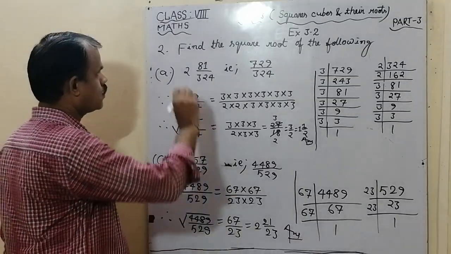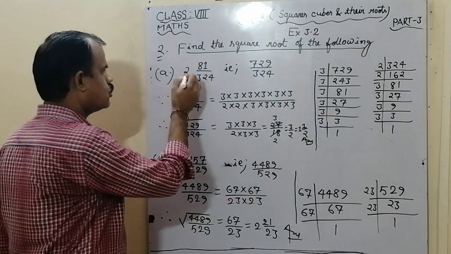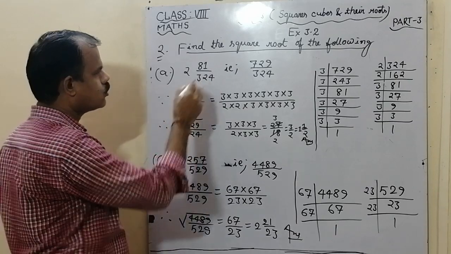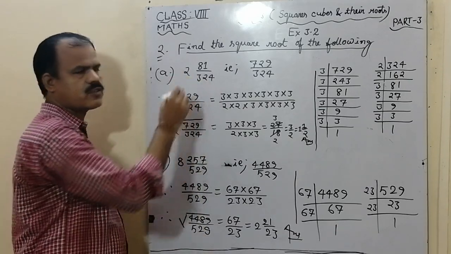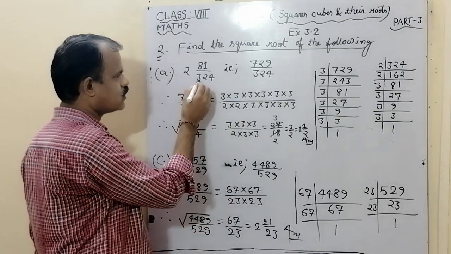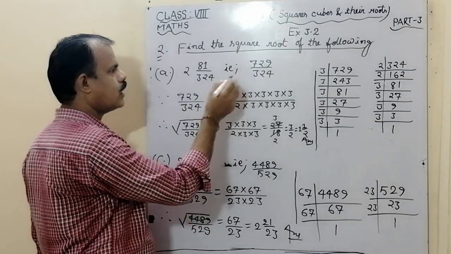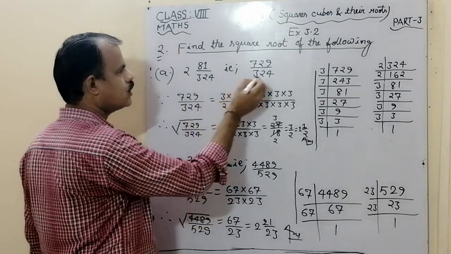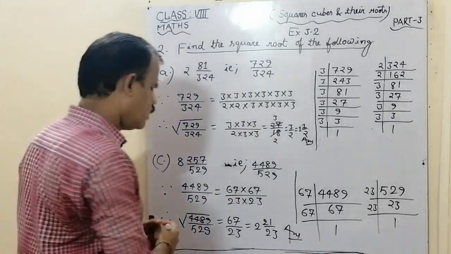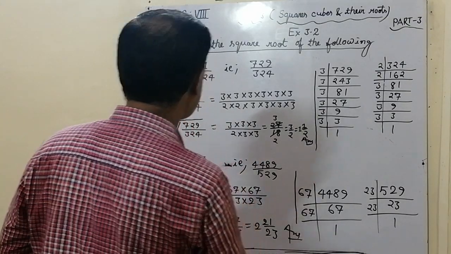Yes, students. Question 2. Find the square root of the following: 2 whole 81 upon 324. Since this is a mixed fraction, we have to convert it into an improper fraction. We multiply 324 into 2 plus 81. It's 729 upon 324. To find the square root, first we have to find the prime factorization of the given number.